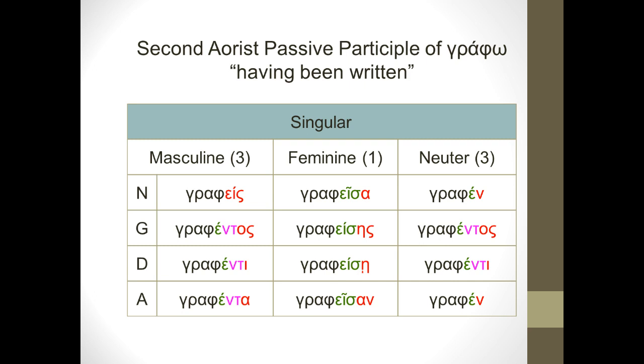Finally, for paradigms, we have to look. There is a second aorist passive participle, just as we saw earlier, and this shows up with grapho. If you look at this, you'll notice that it follows the same exact endings as the other passive aorist participles. The difference is that it does not take a theta, because it shows up only with grapho, and in this case the phi and the theta would collide with one another in pronunciation. It's simply grapheis, graphEisa, graphen, and so on with the various cases.